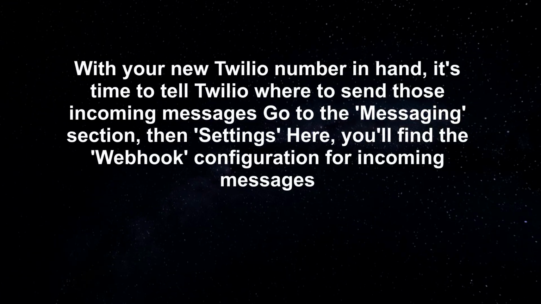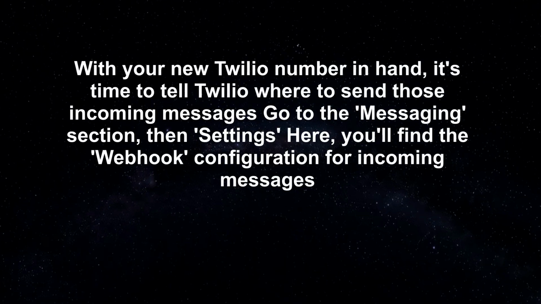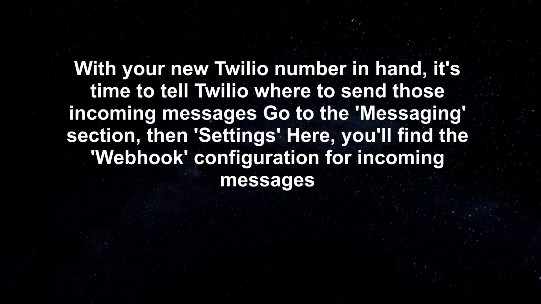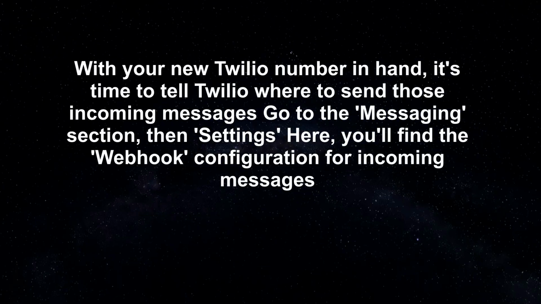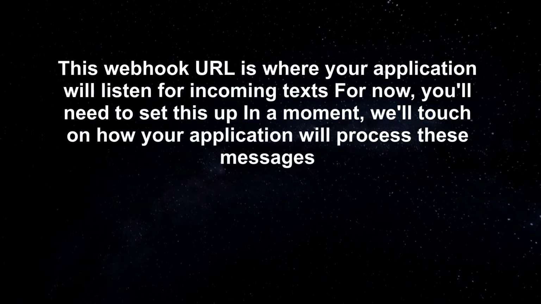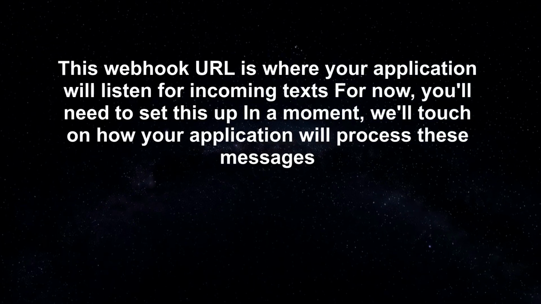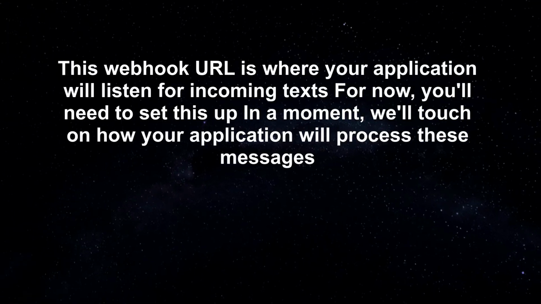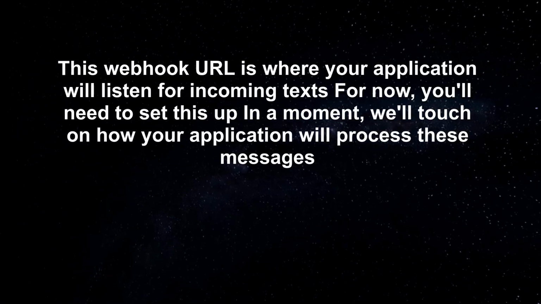With your new Twilio number in hand, it's time to tell Twilio where to send those incoming messages. Go to the messaging section, then Settings. Here, you'll find the Webhook configuration for incoming messages. This Webhook URL is where your application will listen for incoming texts. For now, you'll need to set this up in a moment. We'll touch on how your application will process these messages.